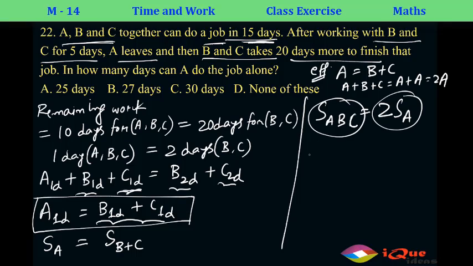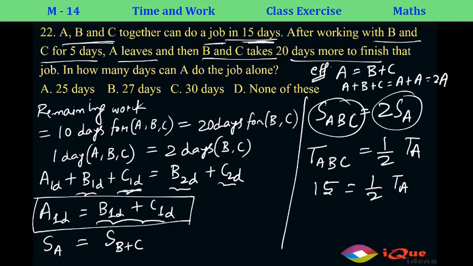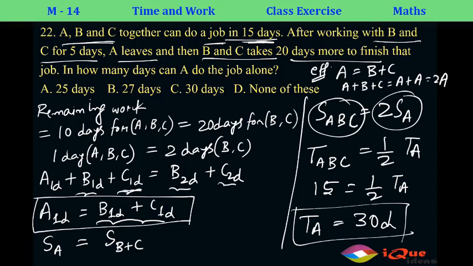Right? That means the time taken by ABC together will be equal to half of the time taken by A. If the speed is double, time taken will be half. Right? Now, the time taken by ABC altogether is 15. So, it is equal to half the time taken by A. Hence, time taken by A alone will be 15 into 2, that is 30 days. Right? So, this is the answer of the question, which is C option. Alright. Now, let's go to the next question.